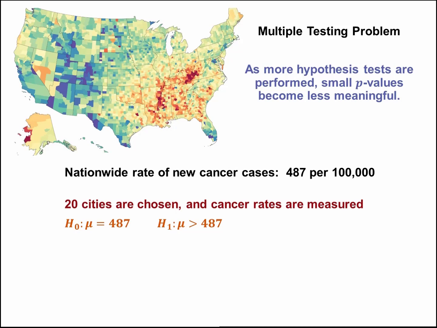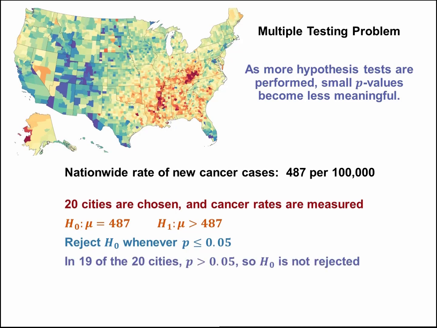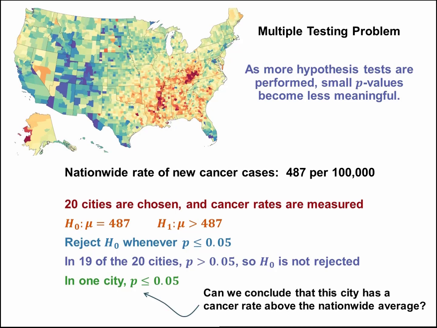We will use a significance level of alpha equals 0.05, so we will reject H0 whenever p is less than or equal to 0.05. Now, suppose that in 19 of the 20 cities, the p-value is greater than 0.05, so H0 is not rejected. But for one city, p is less than or equal to 0.05. It might seem reasonable to conclude that this city has a cancer rate that is above the nationwide average. However, this conclusion is not justified.